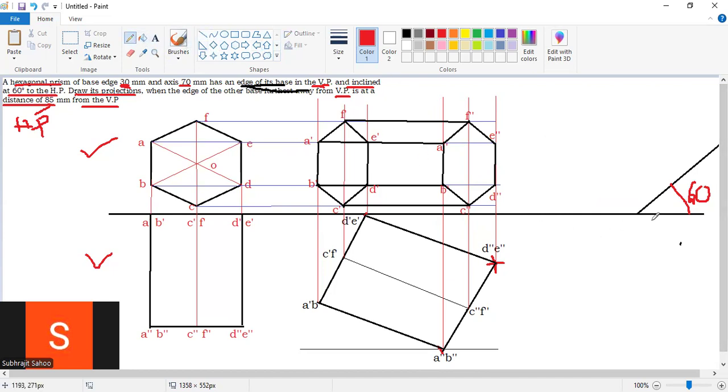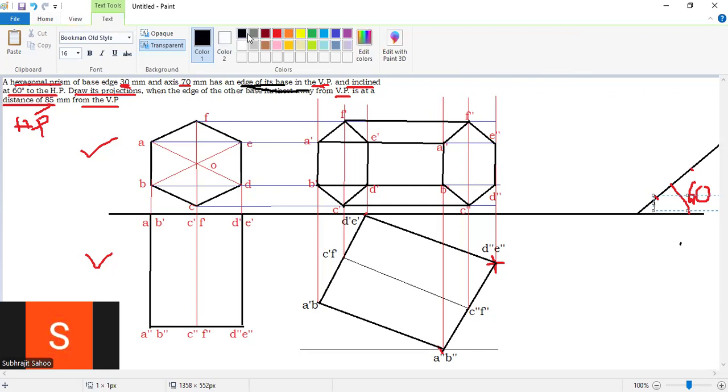Take any point here. Okay, here I am taking a point. Any point, sir. Give some distance here, so that the diagram will not come below. What is the point name? D double dash. Measure D double dash to E double dash and mark here. This is E double dash. This is D double dash, and this one is E double dash.